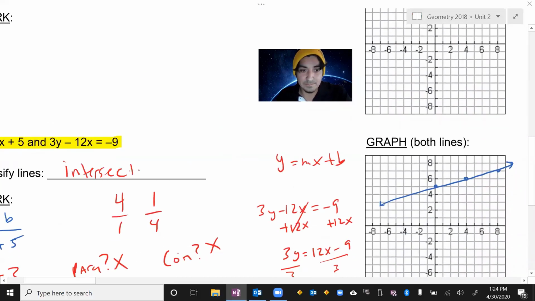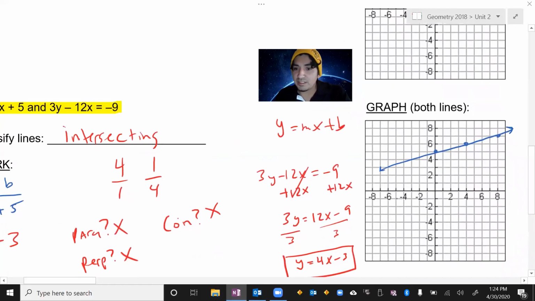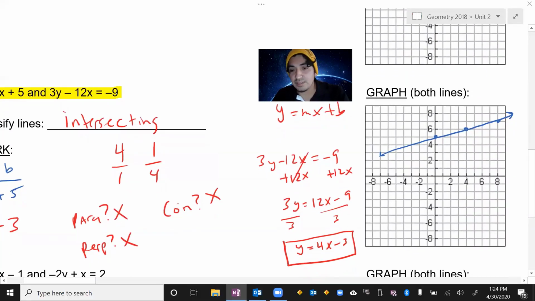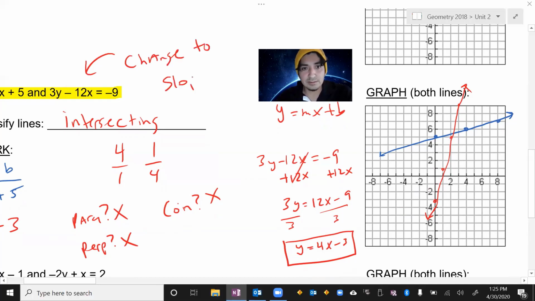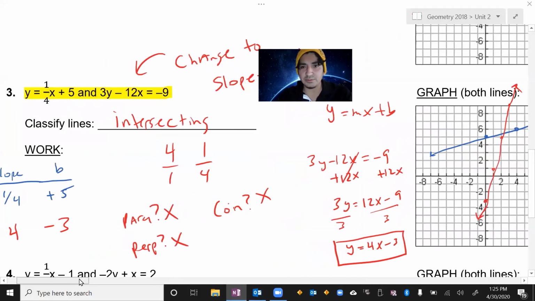So I'm going to draw my line. How do I graph this? Minus 3, so 1, 2, 3, and then up 4 over 1. 1, 2, 3, 4 over 1, and repeat. So there you go. This is the first example you get, guys. Just be careful. Always change the equation to slope-intercept form. Okay? Just be careful with this one.